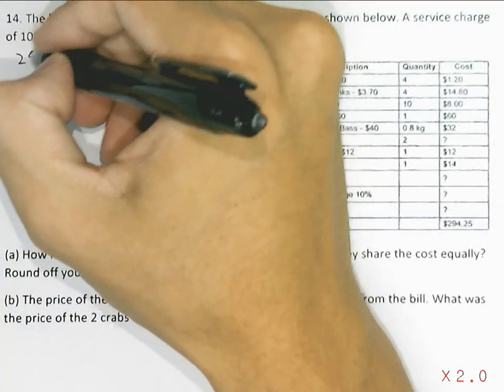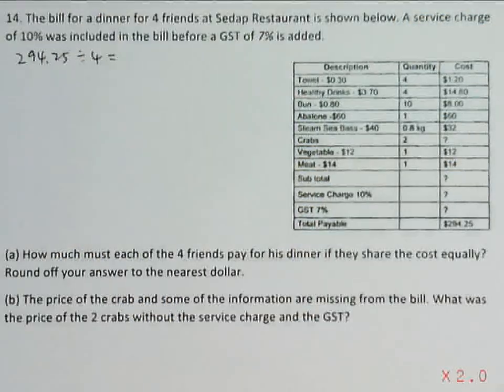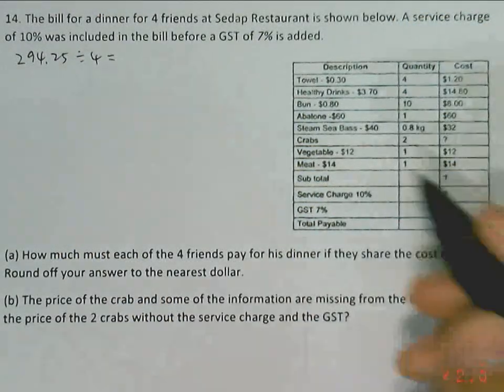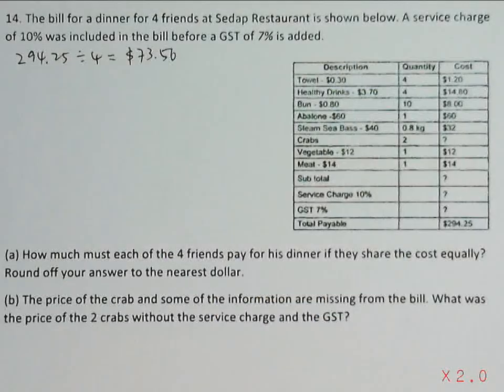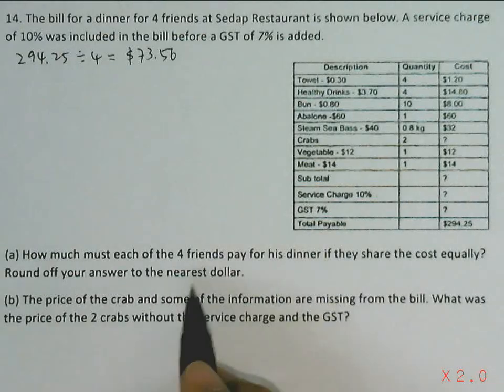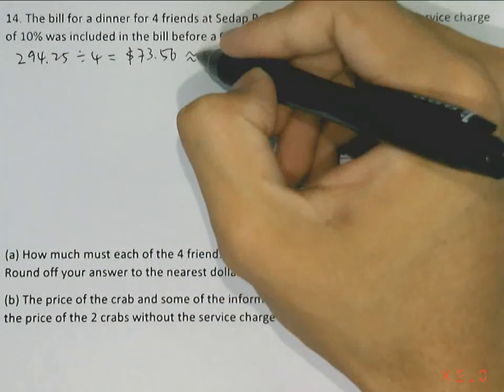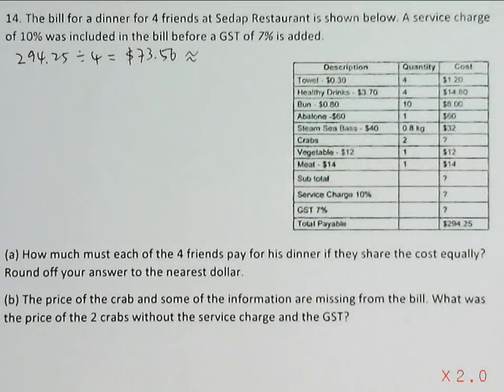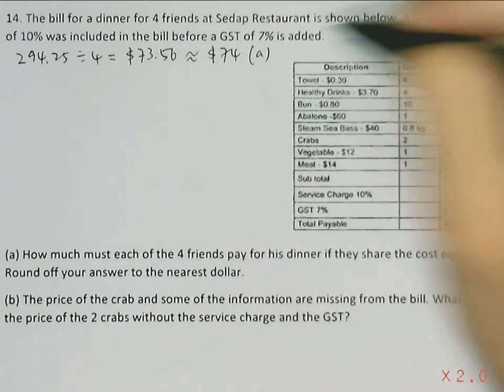It will be $294.25 dividing by 4 for them to share the cost equally. This will give us $73.56, but they are asking for our answer to the nearest dollar, so we have to round it off. Since it is 0.5, so we'll round it up into our answer of $74 for part A.